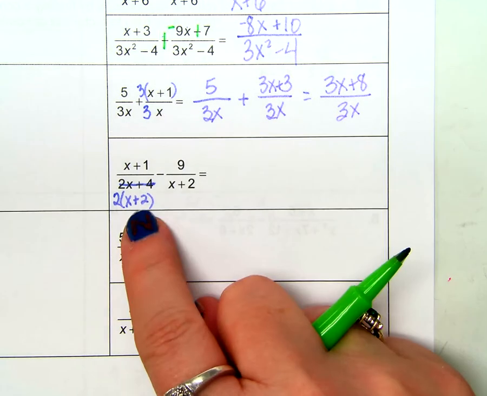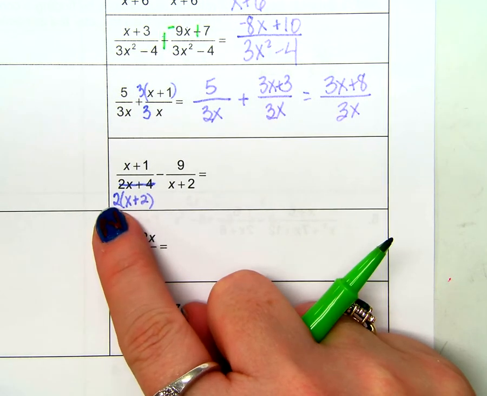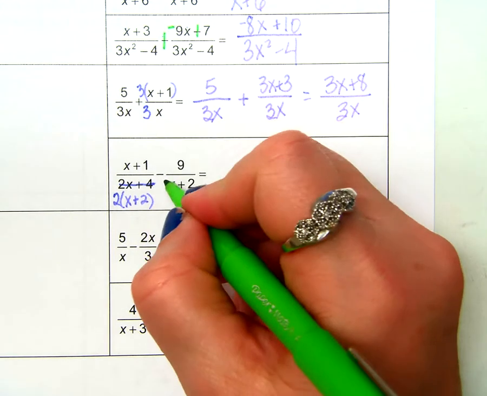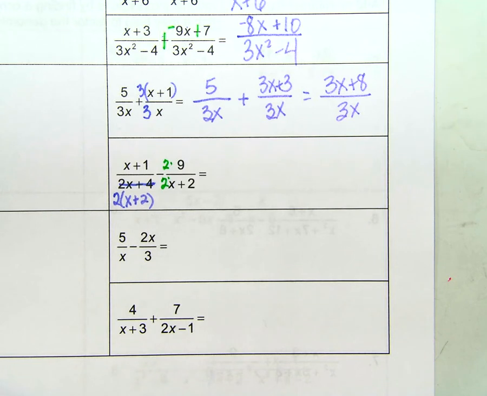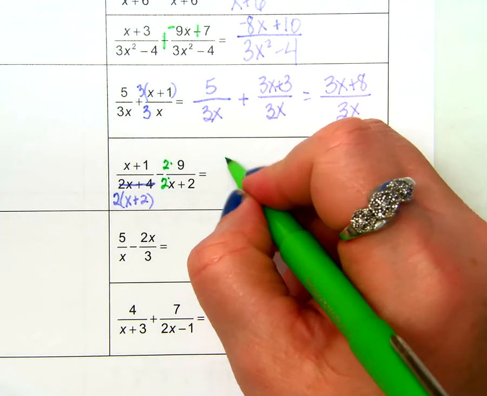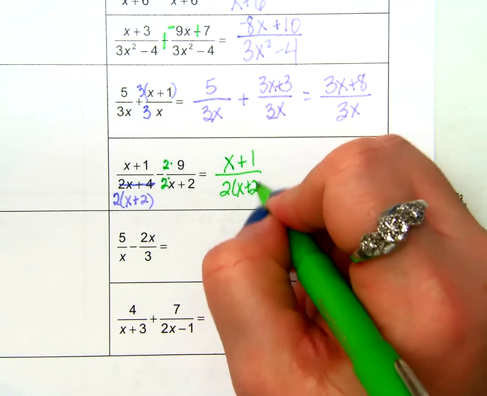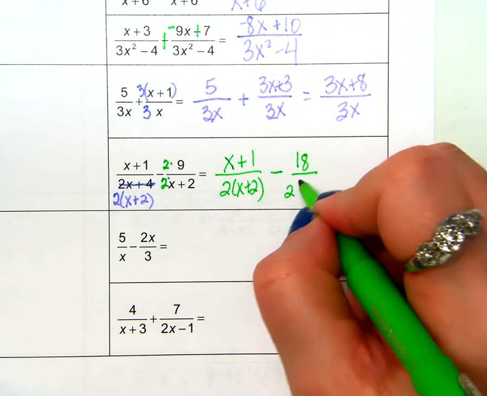What should I do, you think? They both have a factor of x plus 2, right? But what does this also have? A 2. Then what does this one need? A 2. Because they both have to be the same, and we can't take anything away. We've got to multiply by something that's missing. Okay? So here I have x plus 1 over 2 times x plus 2. And here I have 18 over 2 times x plus 2.